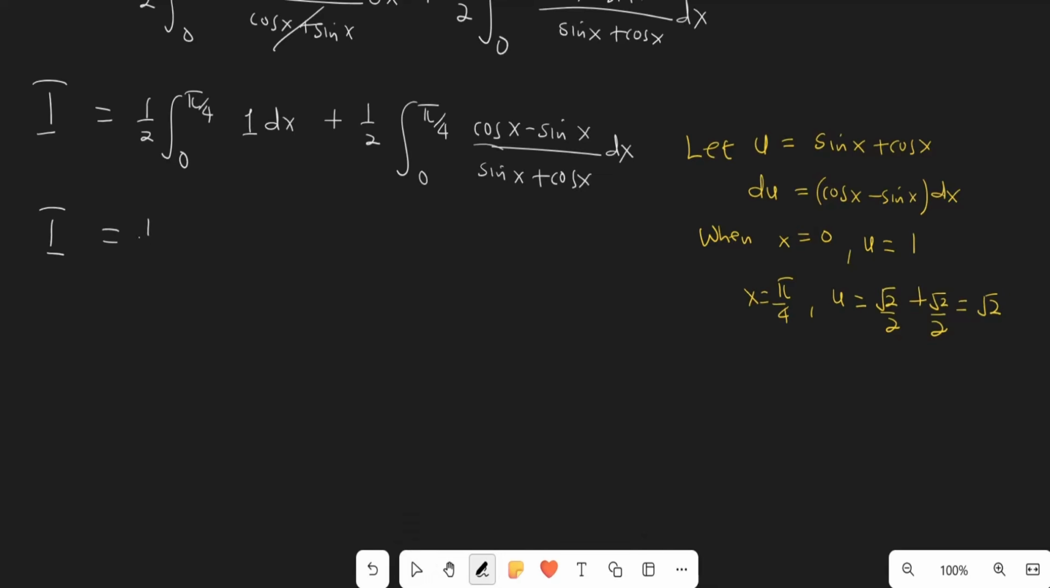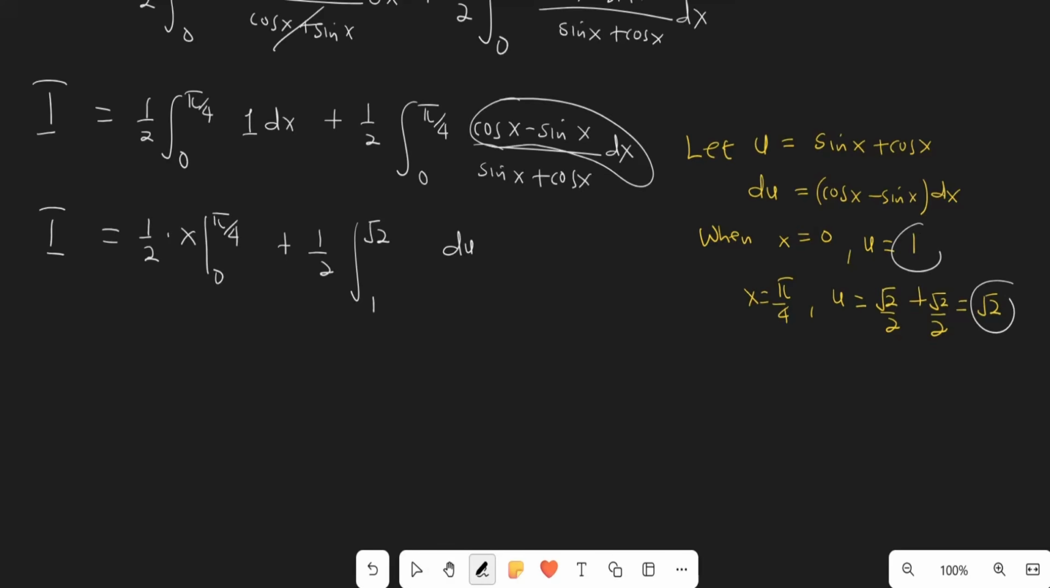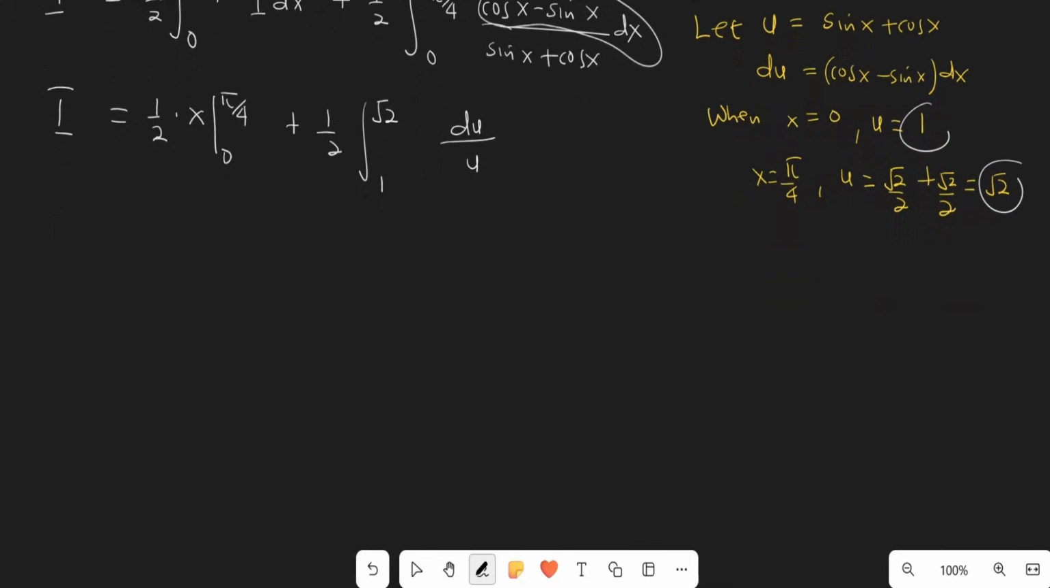I is going to be equal to 1/2, then integrating this in the x world is x from 0 to pi over 4, and now plus 1/2, integrating this is now the integral from 1 to the square root of 2 of du from our u sub, all over u. So I is going to be equal to, plugging in the limits here, 1/2 times pi over 4 minus 0, plus 1/2, and the integral of 1 over u is the ln of u, like this.